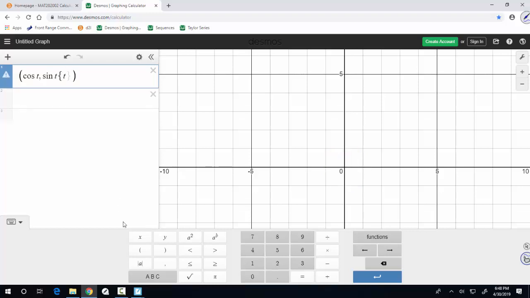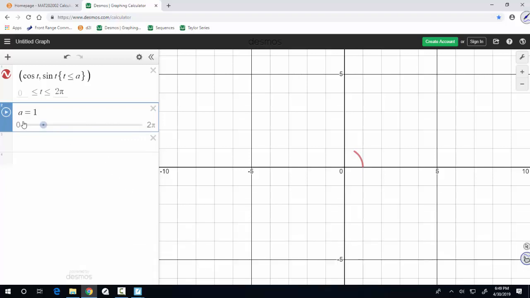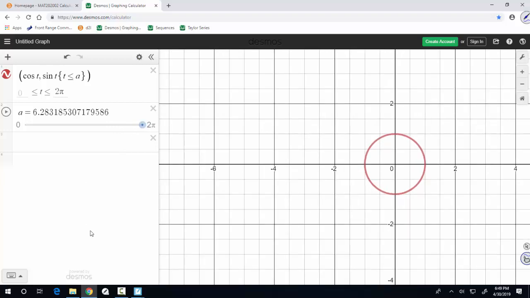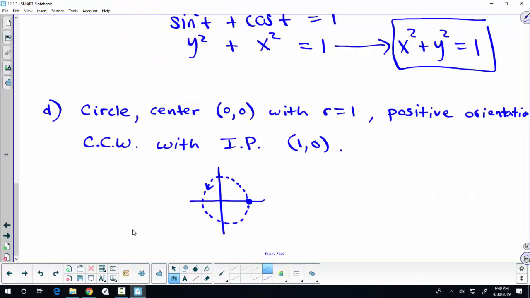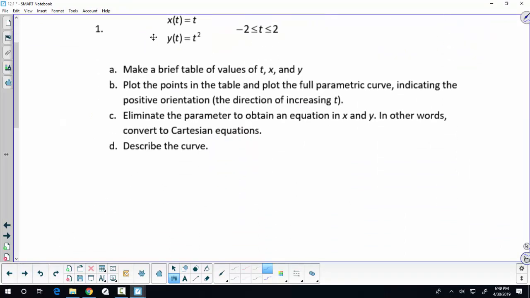So there might be a better way to do this. I just haven't really messed with it a whole lot. So let me choose that slider for A. We'll say A goes from 0 to something. And so then when we slide A, you can kind of see how this actually unfolds. So that's our positive orientation. All right, same thing with this parametric equation. So I'll give that a shot.